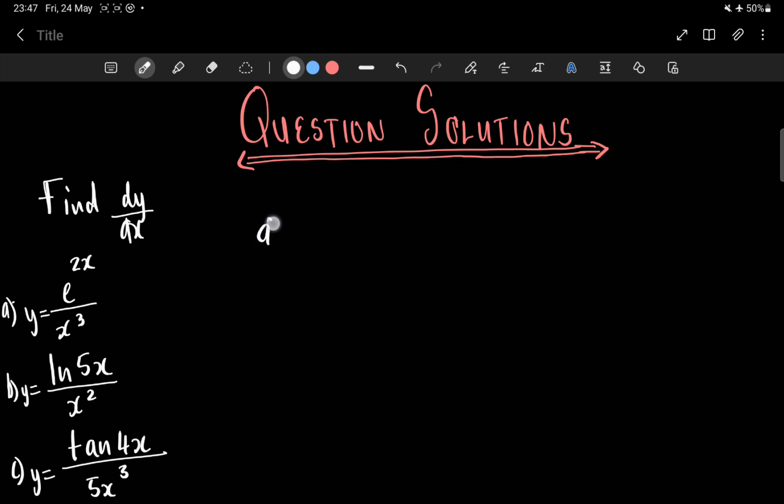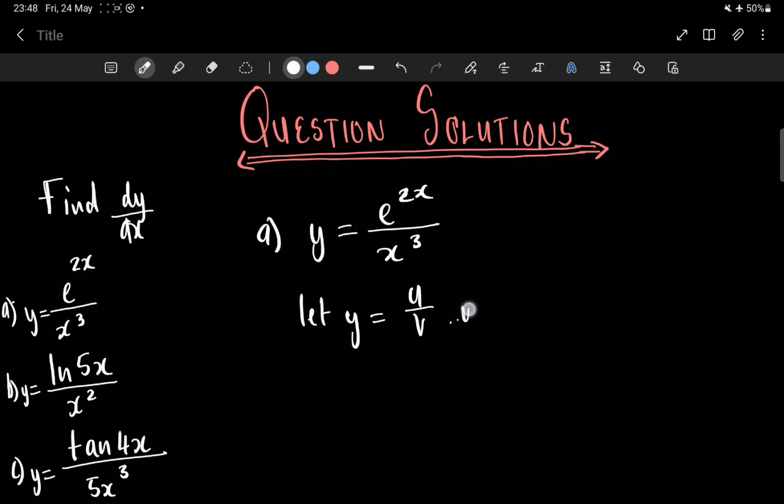So let's go. We have y is equal to e to the 2x over x cubed. So here I see, wow, this is a quotient. I have a function on the top and a function on the bottom. So I'm going to say let y be equal to u over v. I'm going to use the quotient rule. I need a function on the bottom. Let's say u is equal to e to the 2x, the top, and v is the bottom, x cubed.